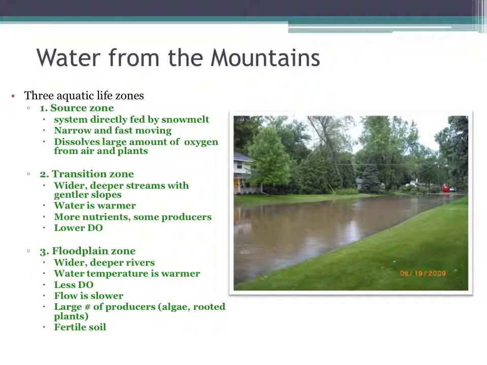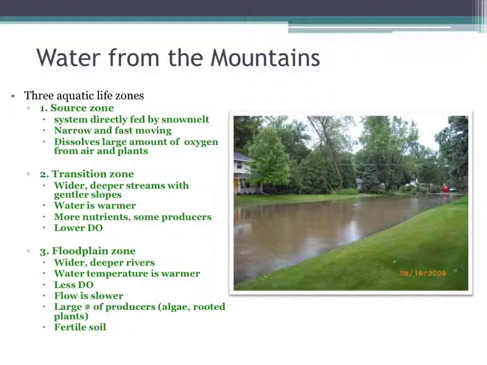So what happens in the source zone, as I said, is the system is directly fed generally by snowmelt. Of course, it could be rain too. This could occur in tropical regions also. We get very narrow and fast-moving river systems up there. They dissolve large amounts of oxygen from the air and plants. Even as the waves come up and capture oxygen in the air, it'll actually carry it down into the water and, of course, cause dissolved oxygen. A lot of trout fishing occurs in areas like that because trout like high dissolved oxygen content.